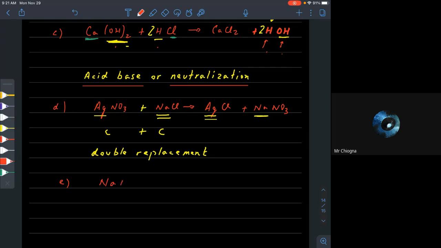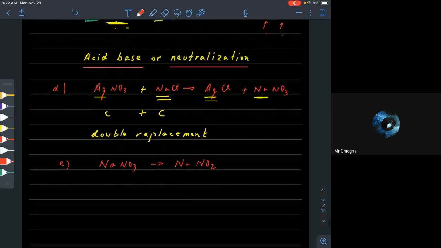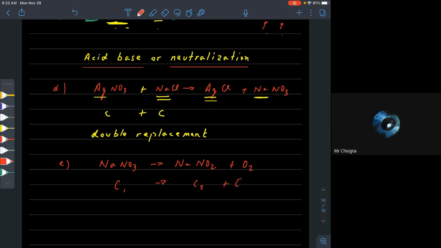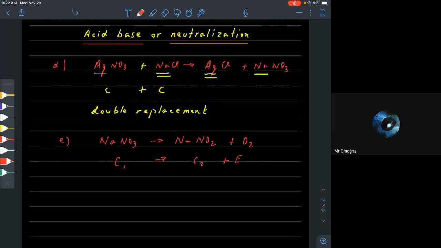NaNO3 produces NaNO2. This is the one that breaks apart into smaller pieces. Okay, you got a compound. Usually it's an element plus element, could be a smaller compound. Okay, decomposing, decomposition. It's breaking apart.